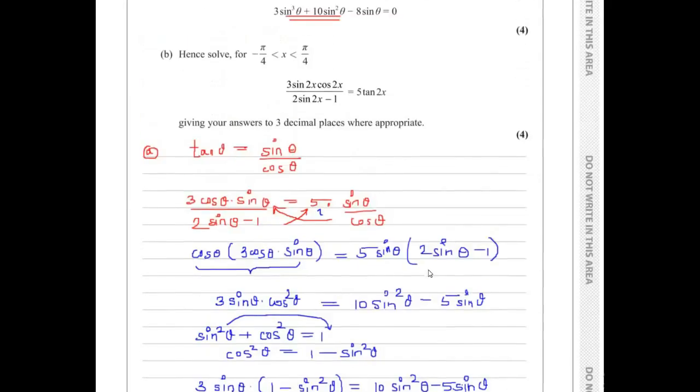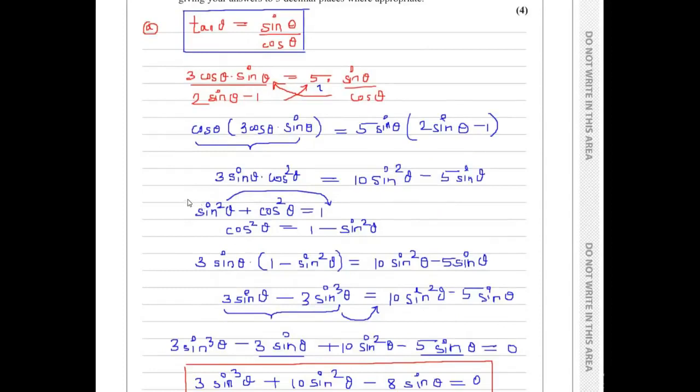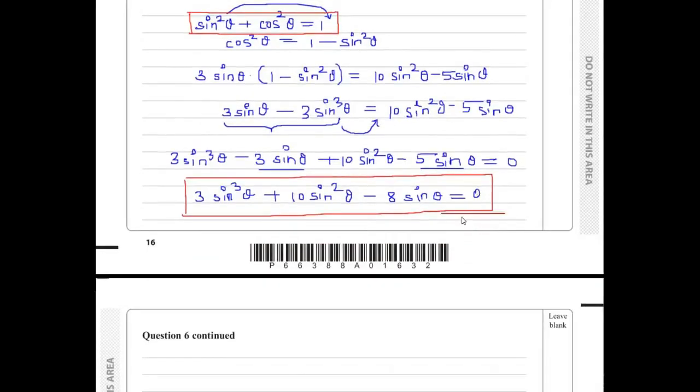So here, remember one thing, there are two identities to be remembered. One is tan theta equal to sine theta over cos theta. This is the first identity. And the second identity is sine square theta plus cos square theta equal to 1. So making use of the identities, we have solved the expression. So this is the answer to part A.